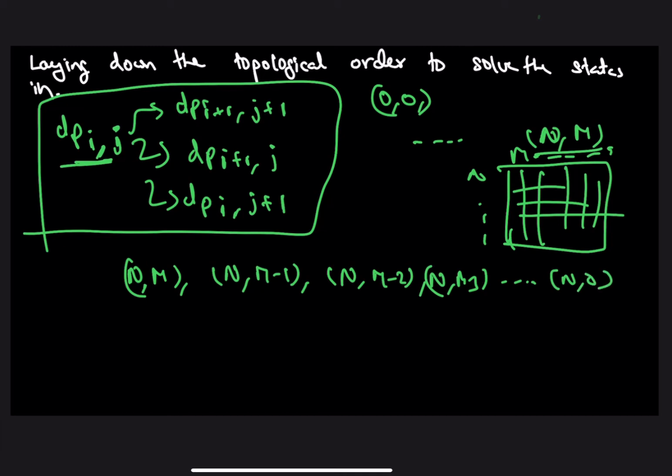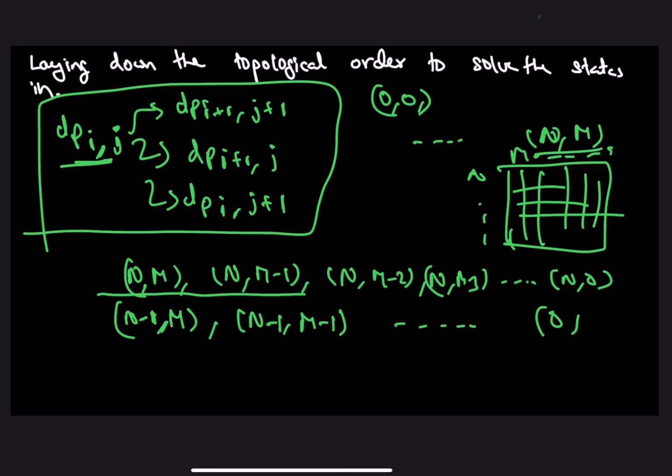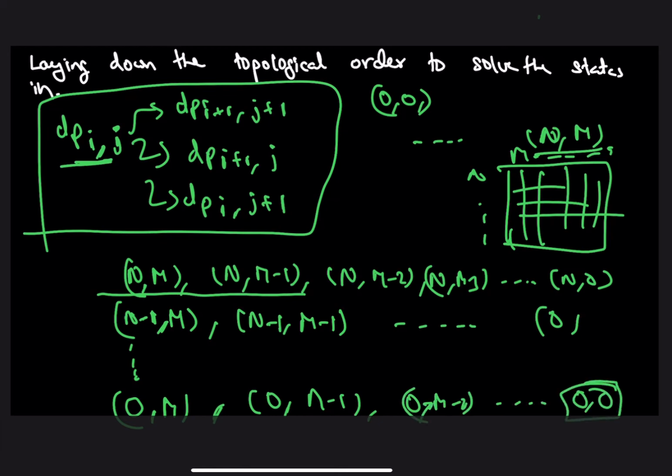In the same way, then we will solve n minus 1. After we have solved this entire nth row, then we will solve n minus first row, that is n minus 1 comma m, n minus 1 comma m minus 1, and up to 0, and we will continue this, and in the end we will solve the 0th row, that is mth column of the 0th row, then 0 comma m minus 1, then 0 comma m minus 2, and up to 0 comma 0, which will be our final answer that we are looking for.